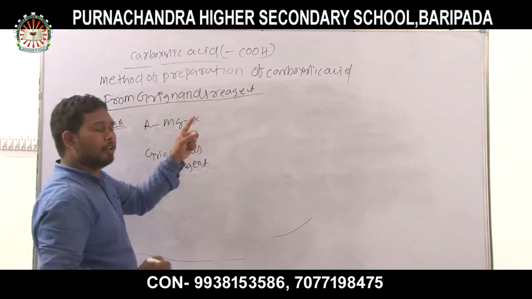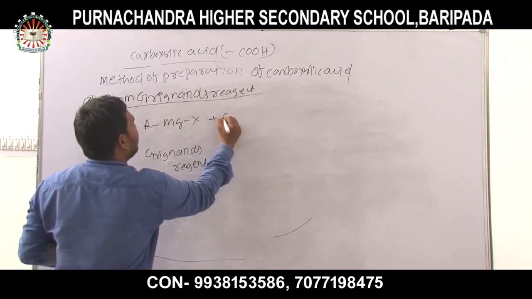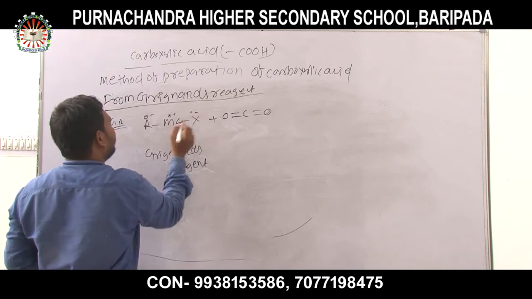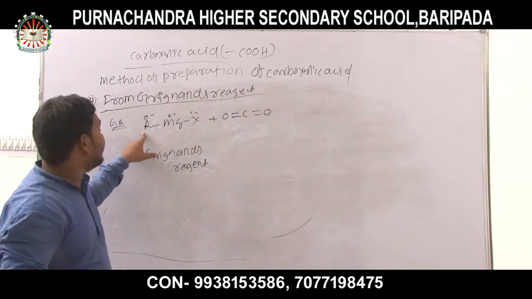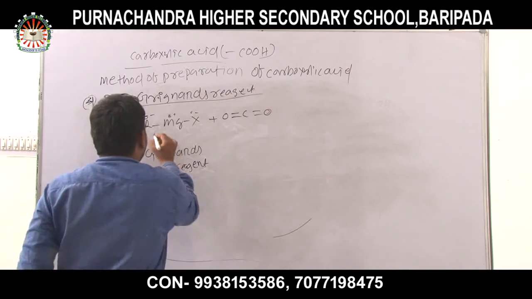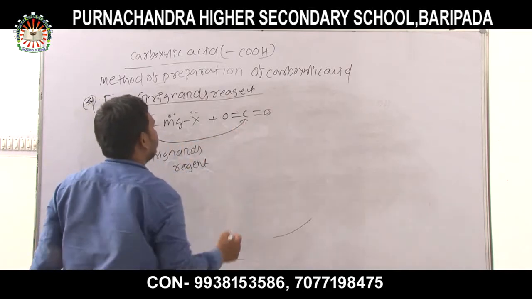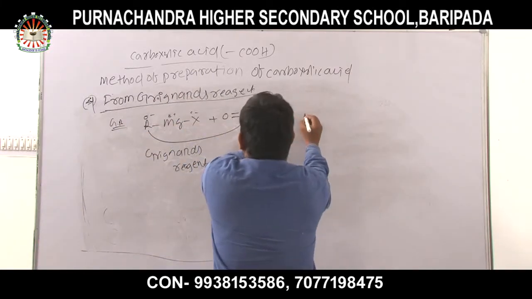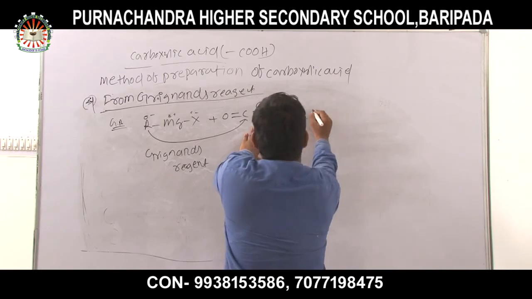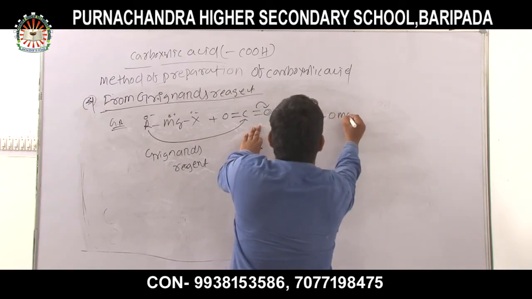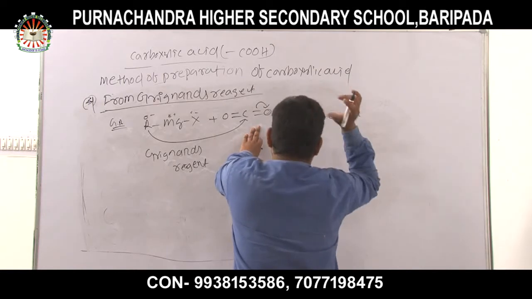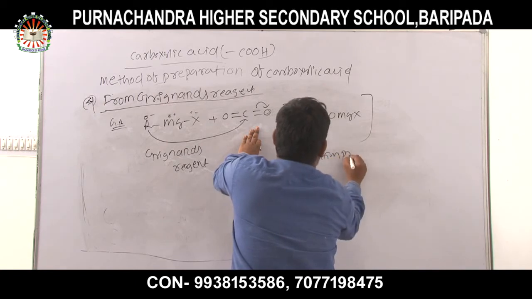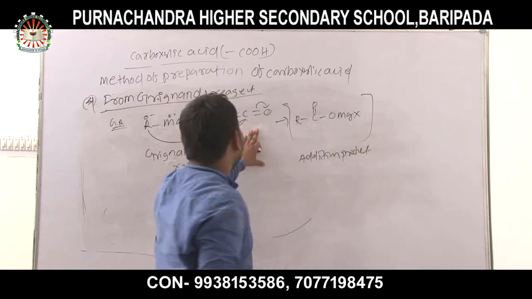Grignard's reagent, RMgX, when treated with carbon dioxide. You already know that the alkyl part of the Grignard's reagent is negative and the carbon of carbon dioxide is positive. Then nucleophilic addition occurs, giving RCOOMgX, the addition product.